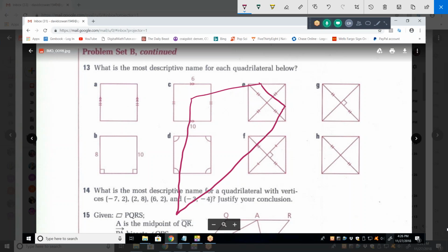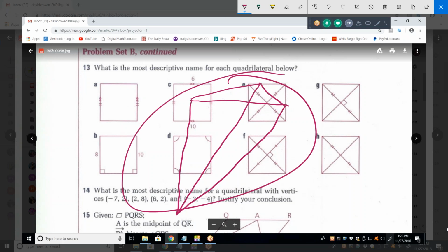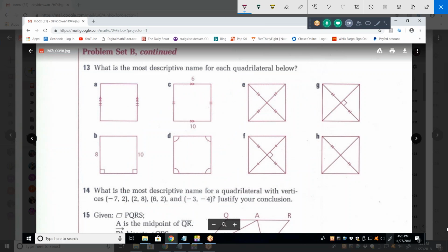So there's a quadrilateral. 1, 2, 3, 4. Now let's draw the diagonals as accurately as I can. I don't see anything bisecting anything. In other words, it's not just a quadrilateral, because I can draw a quadrilateral where one diagonal is not bisected. So the question is, what is it? Kite? Certainly a kite. That's true.